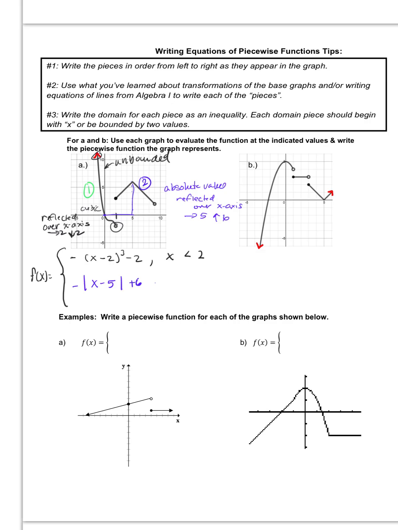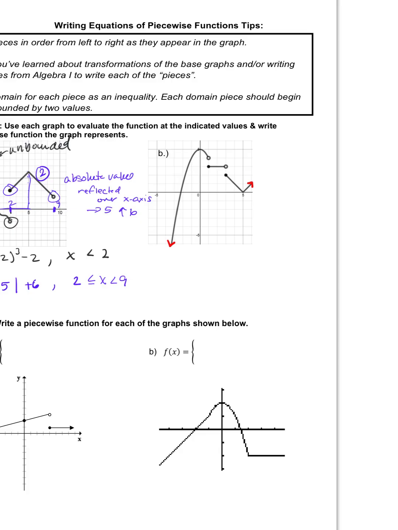So now let's look at our domain. It is restricted. It is bounded between this value and this value. Well, this right here is a 2, and this is a 9. It's got a closed circle here. So remember, you write the number first. So it's 2 less than or equal to x because it's a closed circle. This is open, which is less than 9. This next graph has 3 parts, a 1, a 2, and a 3. The first part is a quadratic.